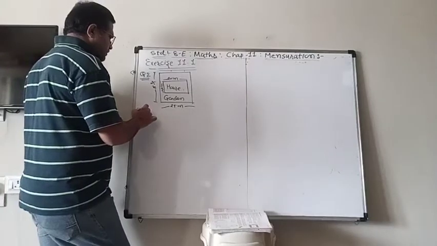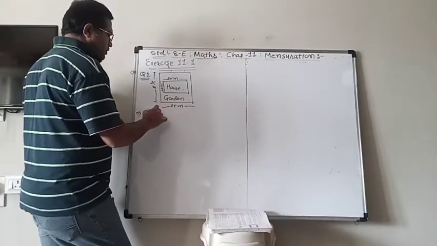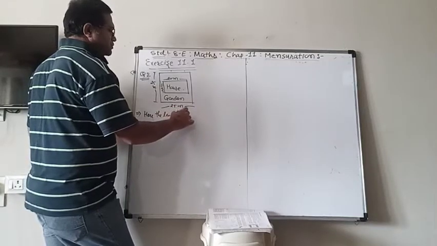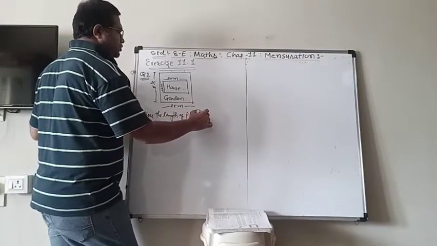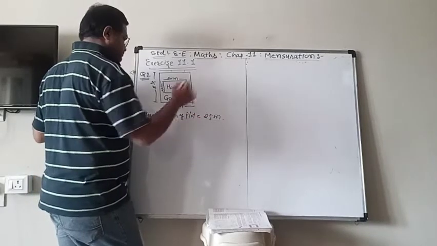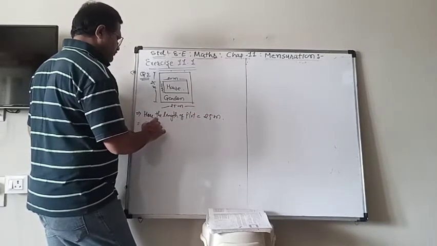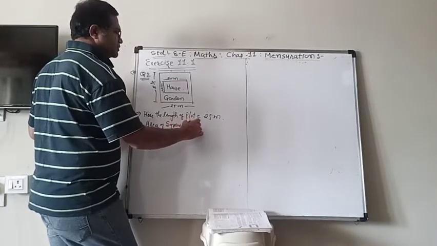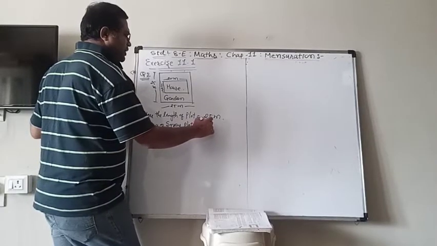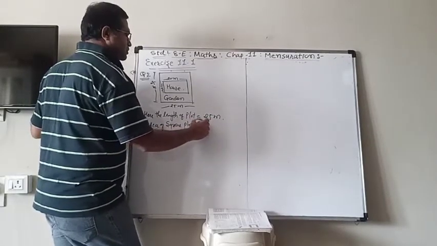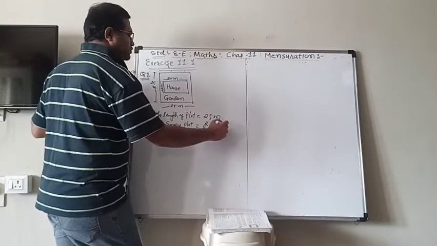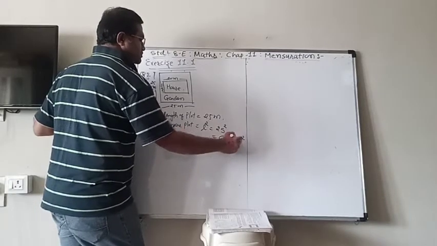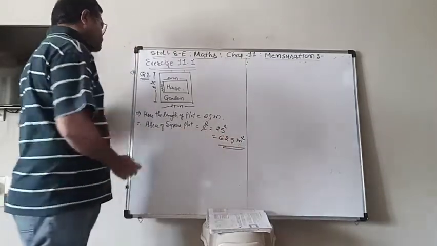So now here the length of the plot is equal to 25 meters. Therefore the area of the square plot, we know that it is L square, that is 25 square, that is 625 meters square.